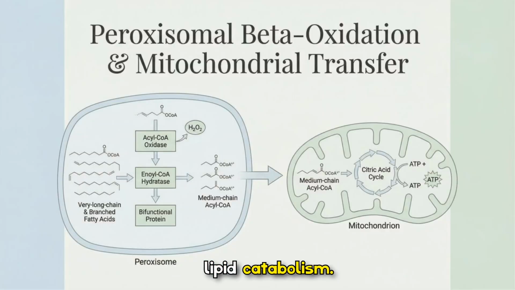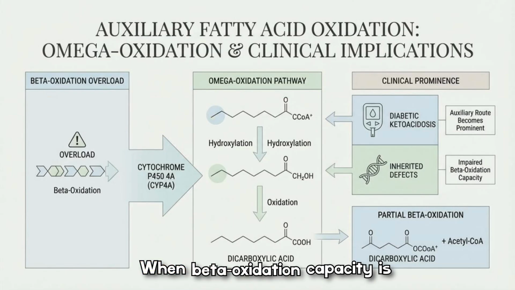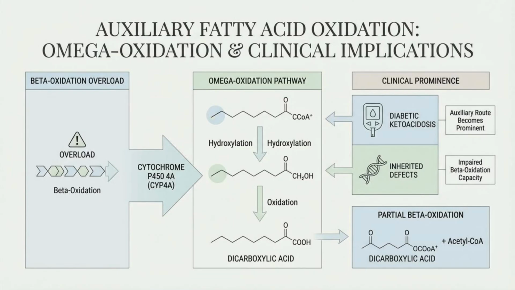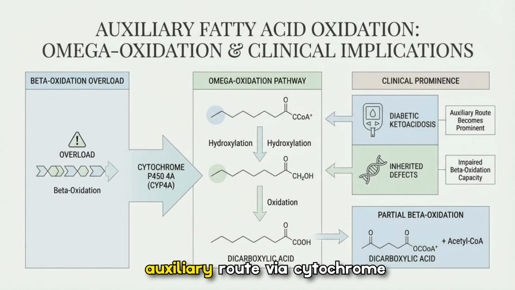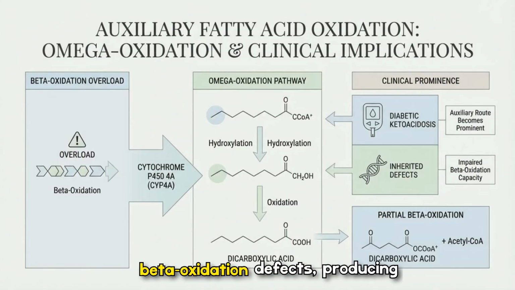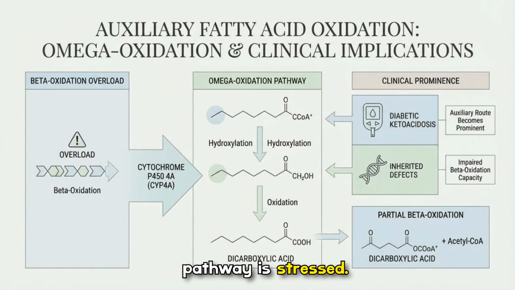When beta oxidation capacity is exceeded or impaired, omega oxidation provides an auxiliary route via cytochrome P450 hydroxylation to form dicarboxylic acids. This pathway becomes prominent in diabetic ketoacidosis or inherited beta oxidation defects, producing metabolites that can be detected clinically and reflecting how alternative routes compensate when the main pathway is stressed.